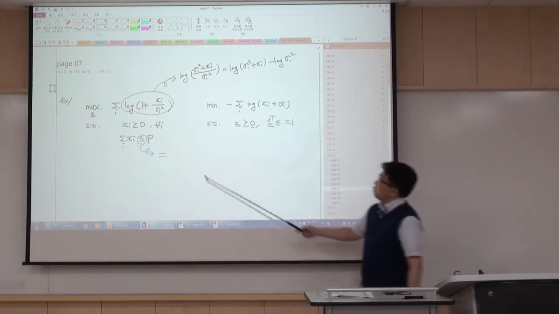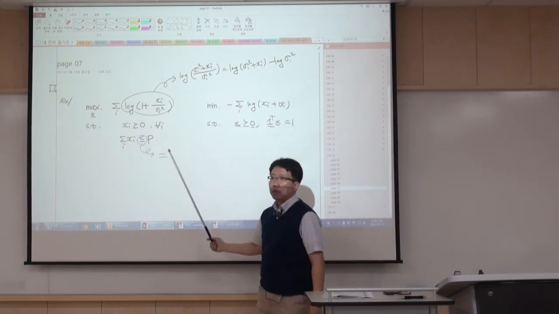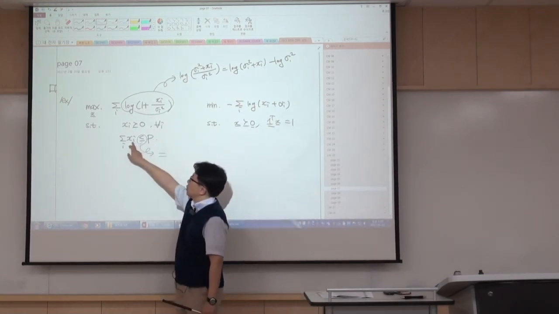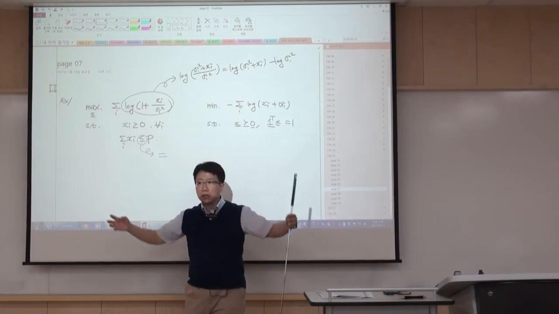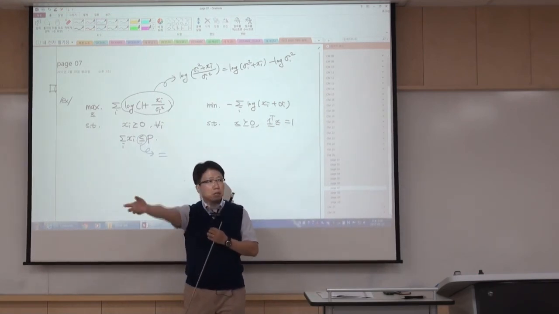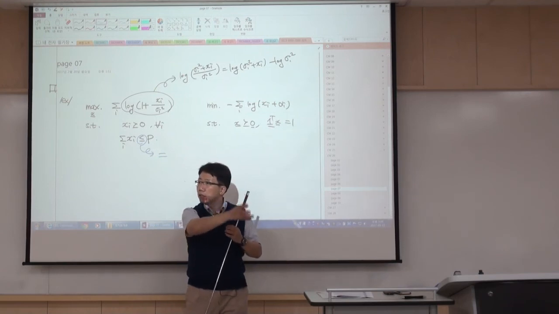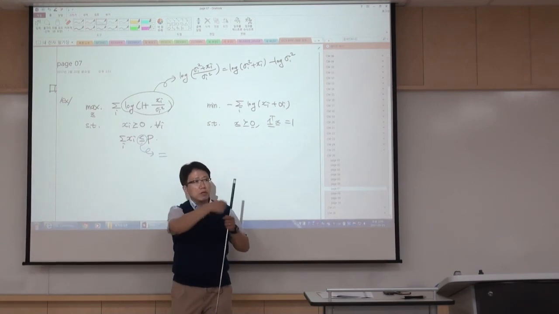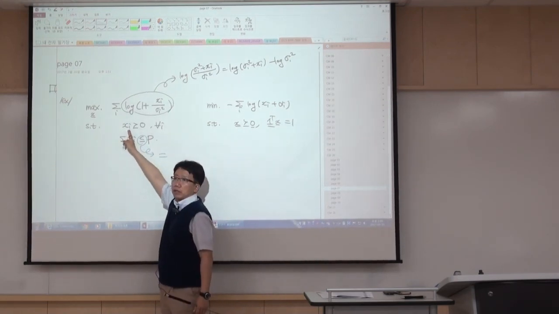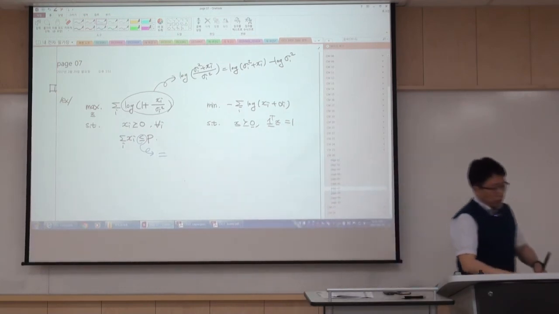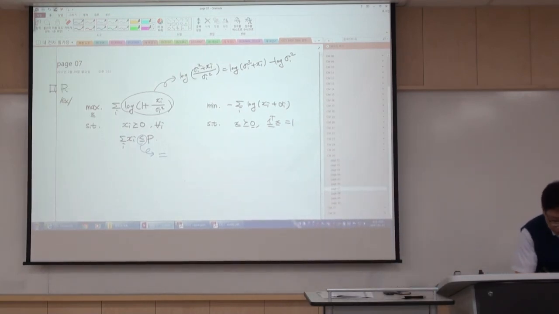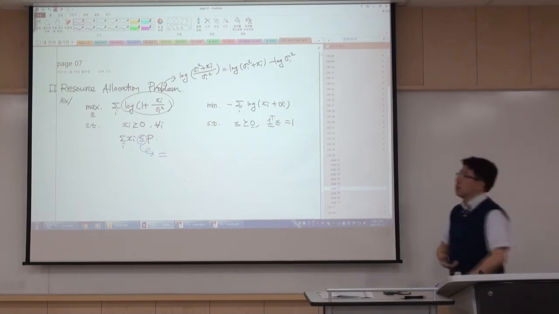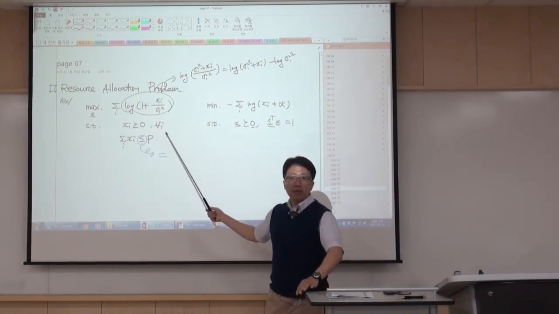By the way, what about this? You have some resource P, total resource P, and you distribute this P to some xi's. Am I right? And this total resource is positive, and the distributed resource must be non-negative. Such a problem is called a resource allocation problem. And this is one famous problem in information theory.